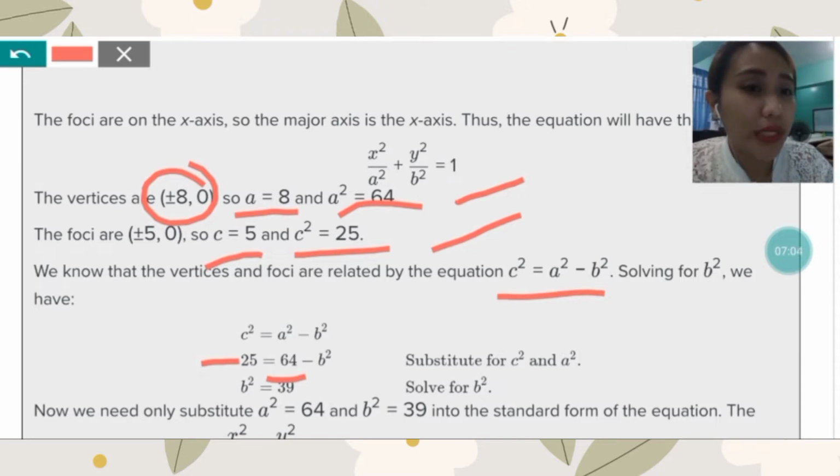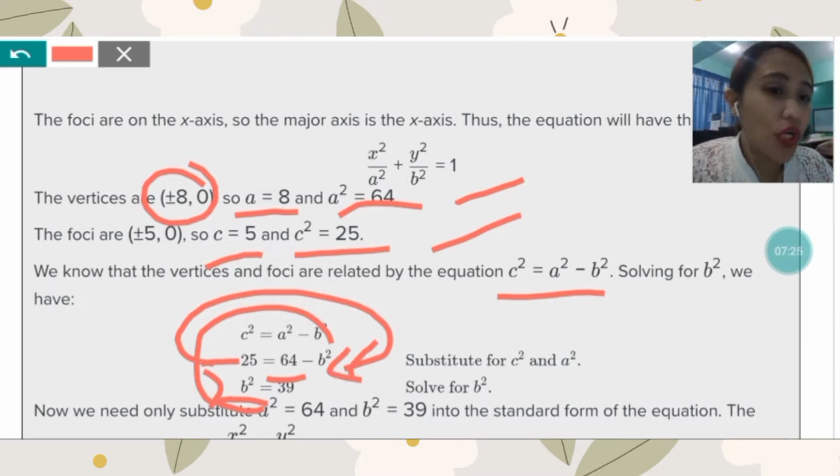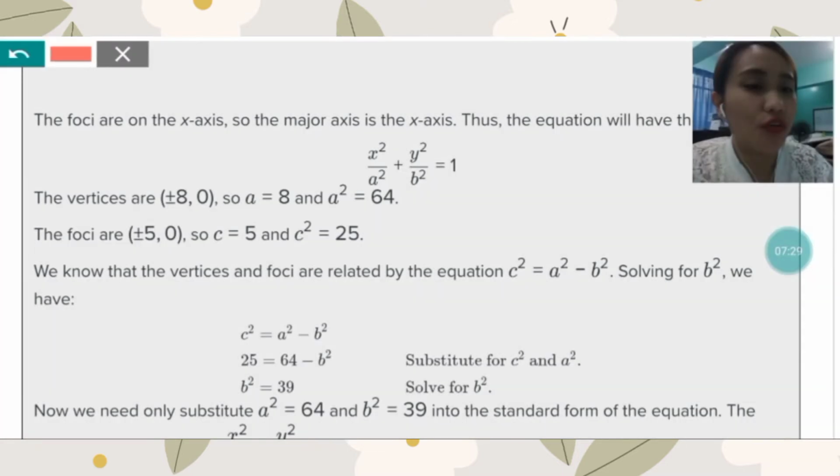Then solving for b, we just move that one to the other side of the equation. Since that's negative, it became positive b squared. And then moving 25 to the other side of the equation, that's 64 minus 25. That gives us the answer of 39.